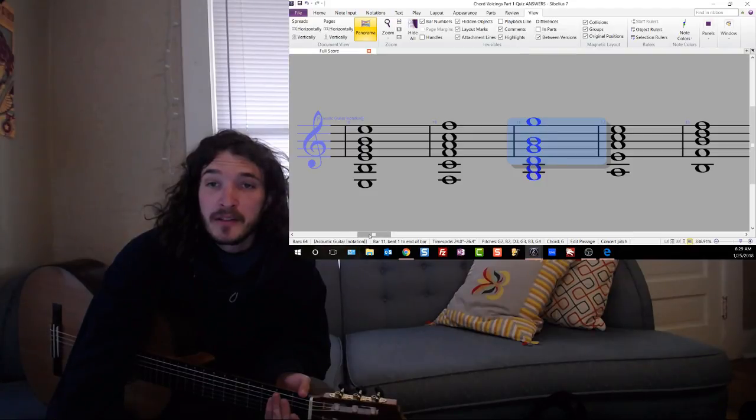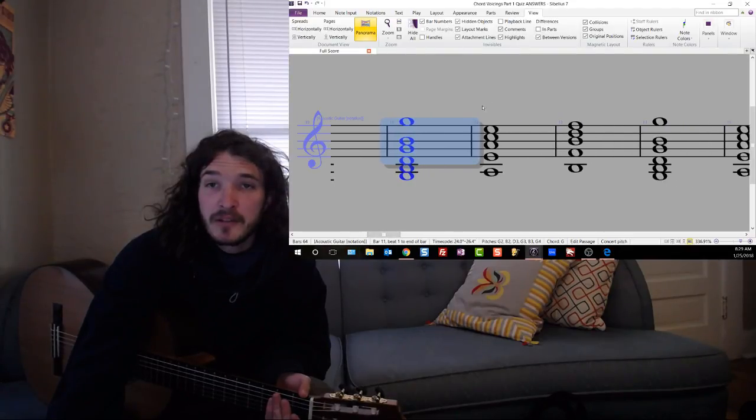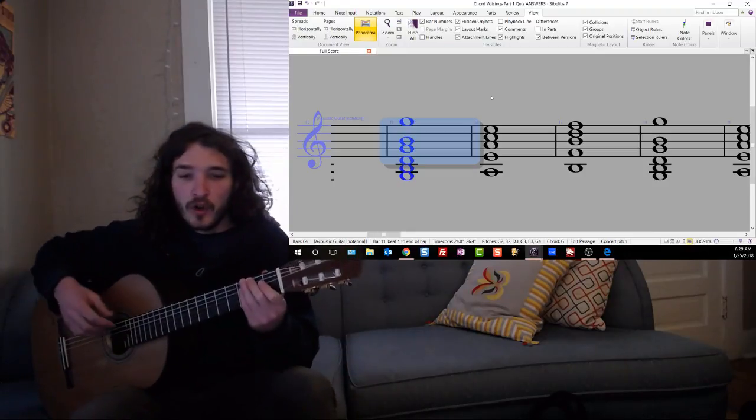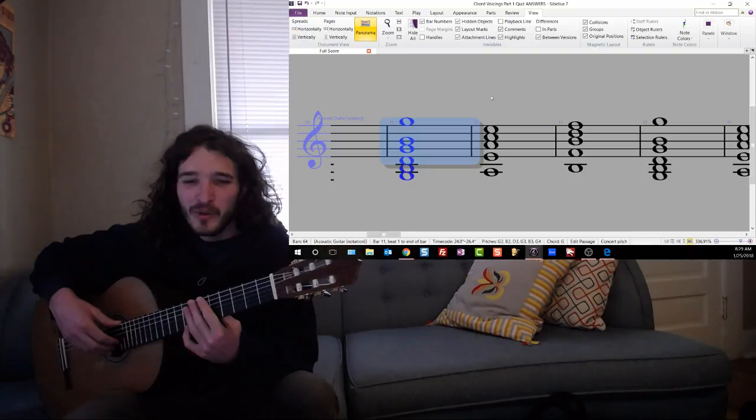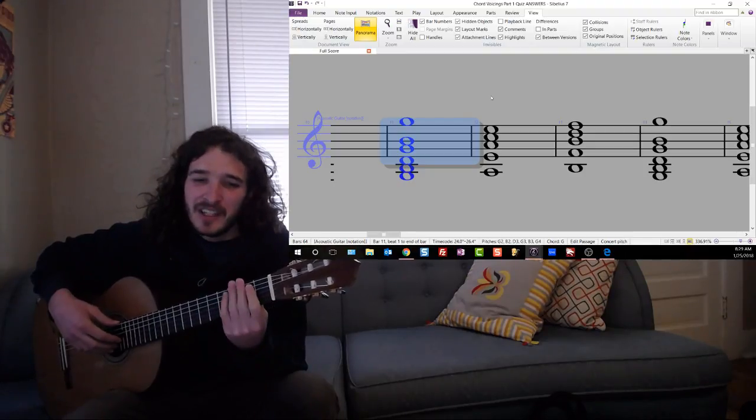All right. Next, what do we have here? What is the chord name? What is the voicing number? And what Roman numeral is it in the key of C?